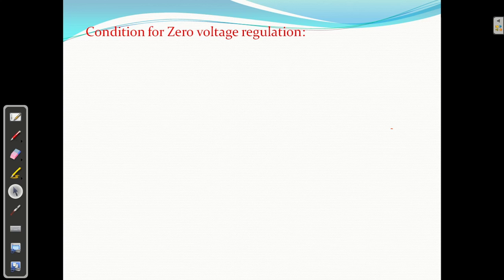So what do we have to do? It is very simple. What is the condition for zero voltage regulation? The examiner may ask in oral also, in MCQ also. So first you must know what the percentage regulation is. So percentage regulation equals, what formula do we have, I2. Yes, what is the formula we have? I'm just rubbing.